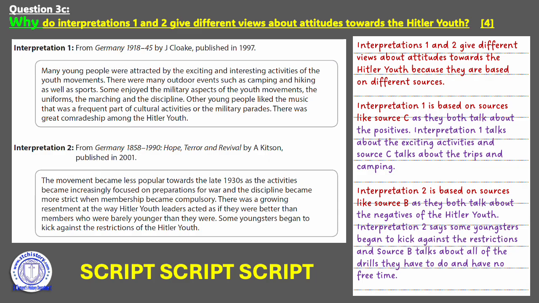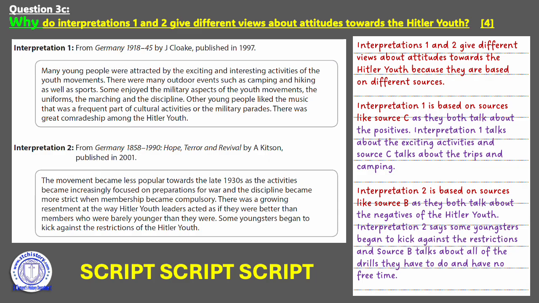So we're going to start our script with the next bit in red. Interpretation 1 is based on sources like source C. We need to say sources like source C rather than just source C, because no historian would look at just one source when they're writing a book. They look at lots of sources. Then we have to match them up with 2 quotes of something they both say that's quite similar. So interpretation 1 is based on sources like source C, as they both talk about the positives. Interpretation 1 talks about the exciting activities, and source C talks about the trips and camping. So we can clearly see that we've got evidence from both of them that show they're quite similar.